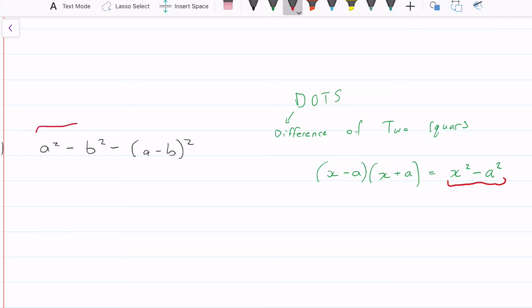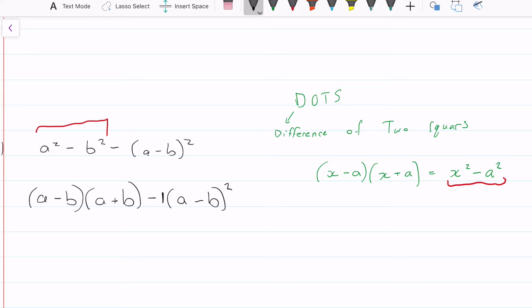So what we can do is write this as (a minus b) and then (a plus b), and we still have a minus (a minus b) squared. Now we can imagine there's a little invisible one in there, so then what we can do is just group these together.